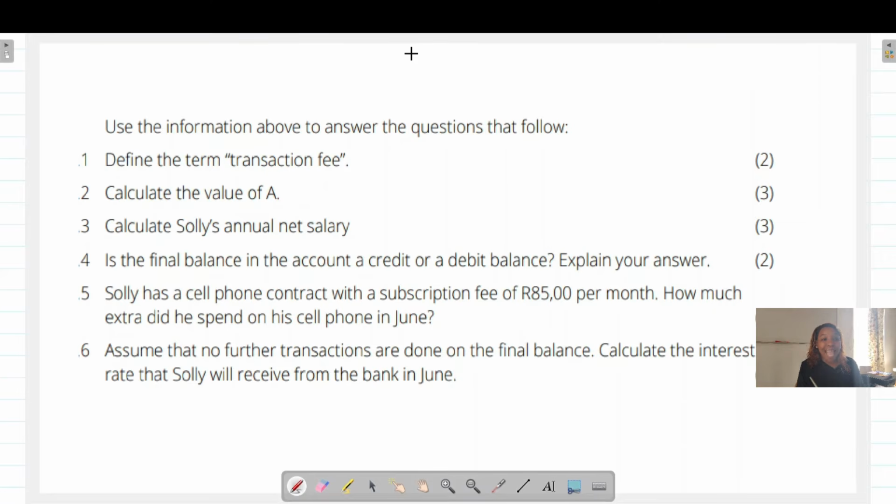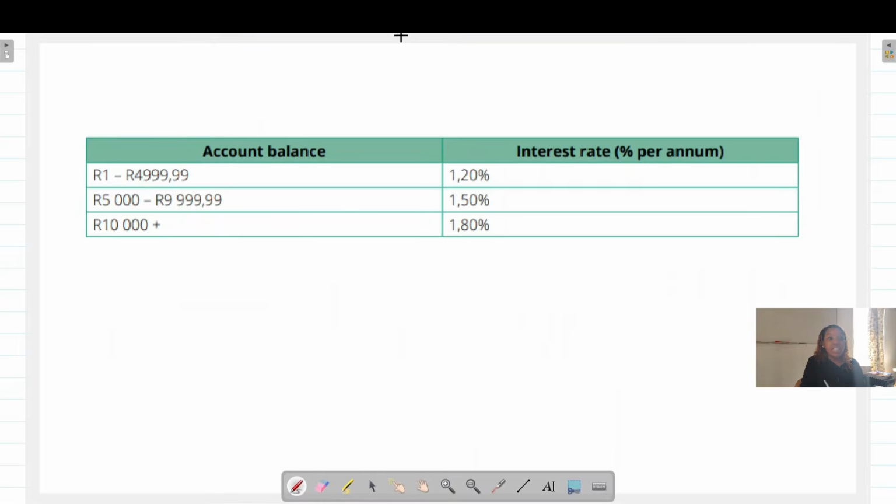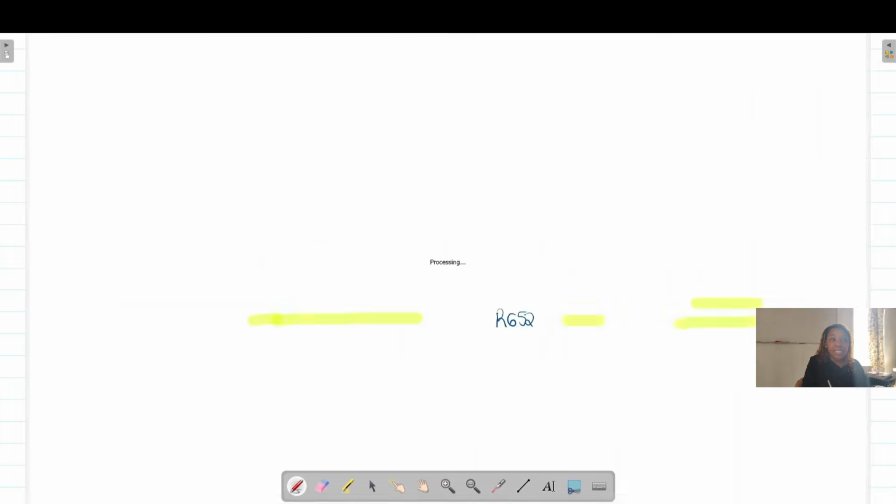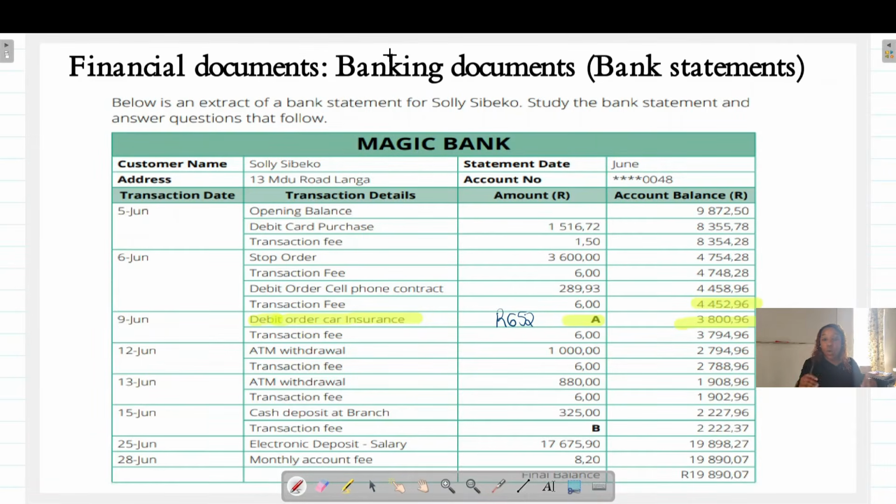Calculate Solly's annual net salary. Before we can calculate Solly's annual net salary, we need to know how much Mr. Solly Sibuko is getting paid. So we need to have a look at his bank statement. His salary is going to reflect somewhere in the bank statement towards the end of the month, I'm assuming. Let's see.